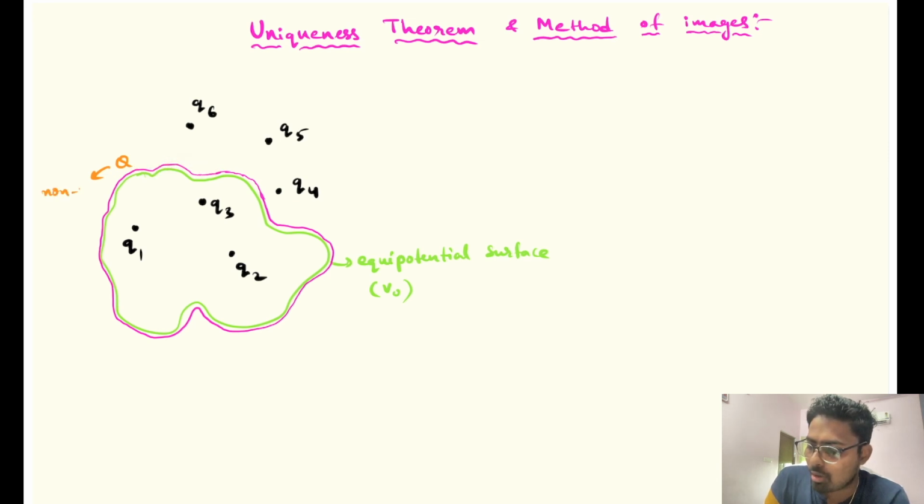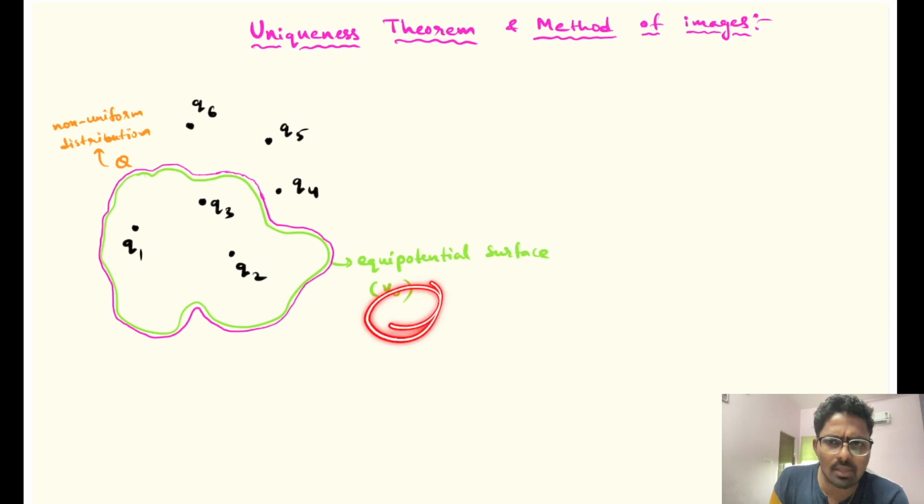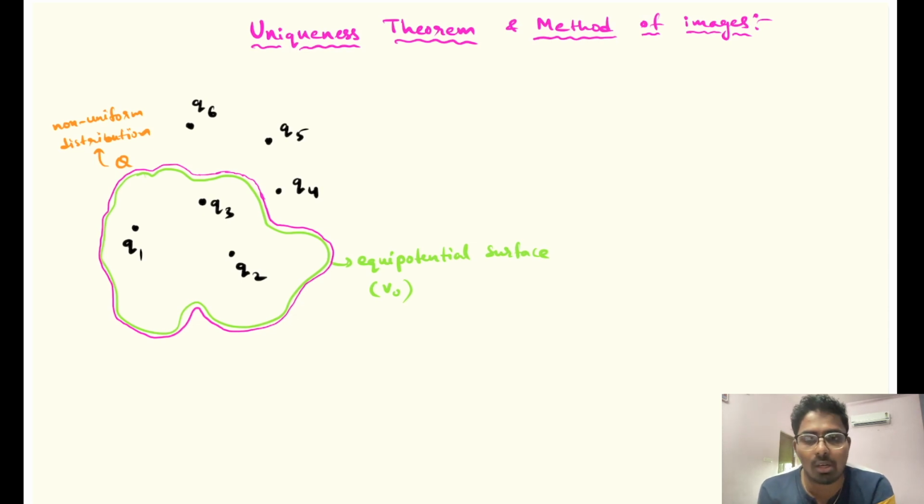So obviously it should be a non-uniform distribution, and it will ensure that the potential everywhere throughout this conductor, anyway a conductor is an equipotential surface, it will ensure that whatever the distribution is, that distribution of charge will make the potential of the conductor become V naught.